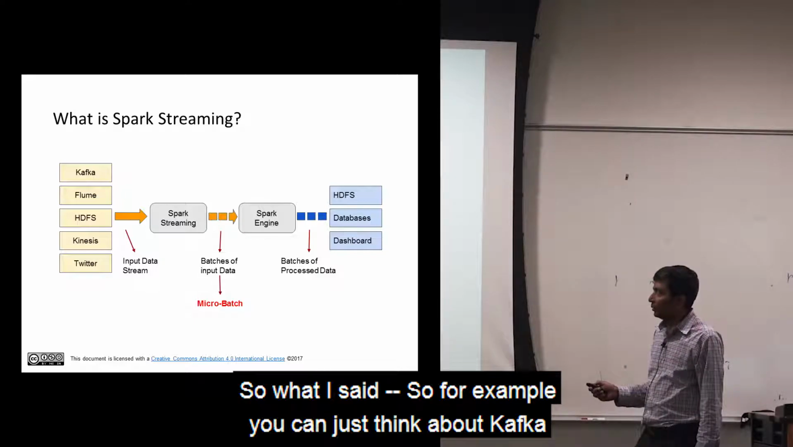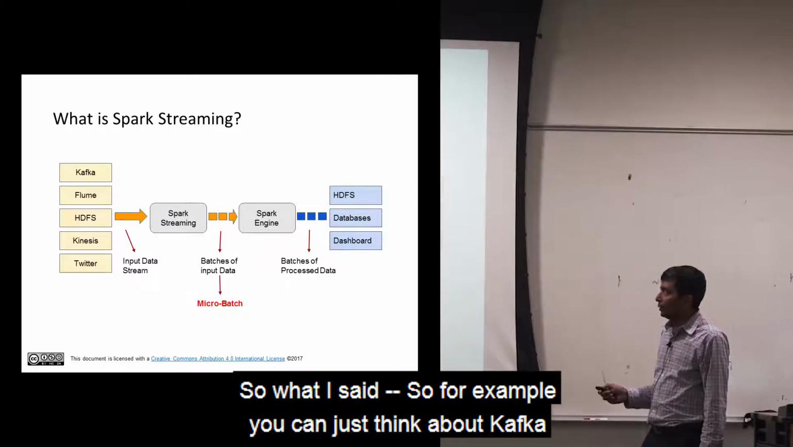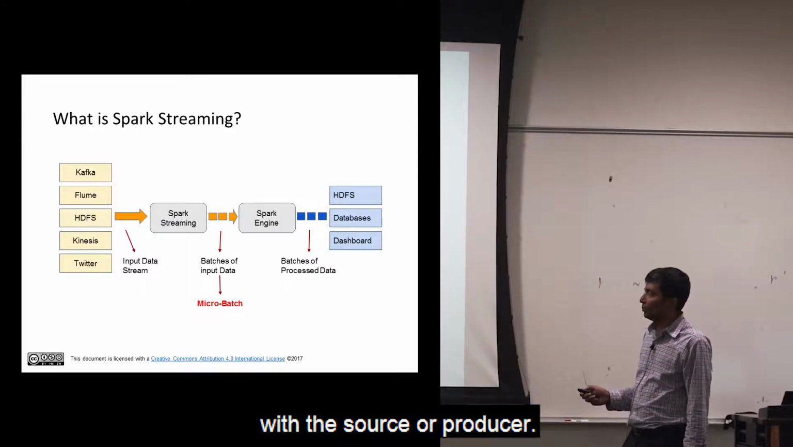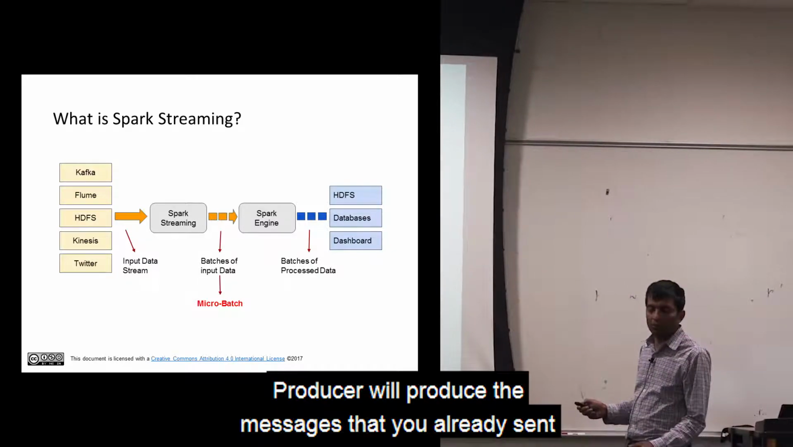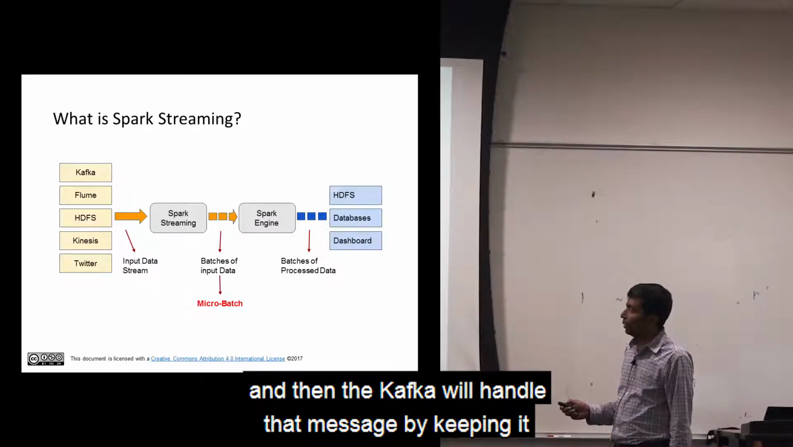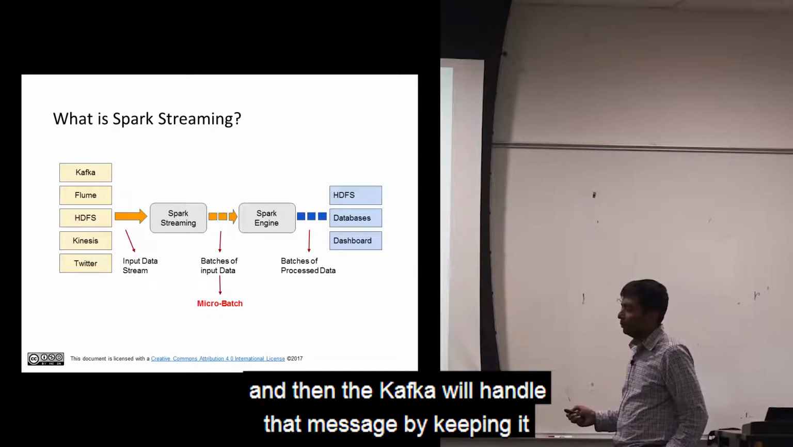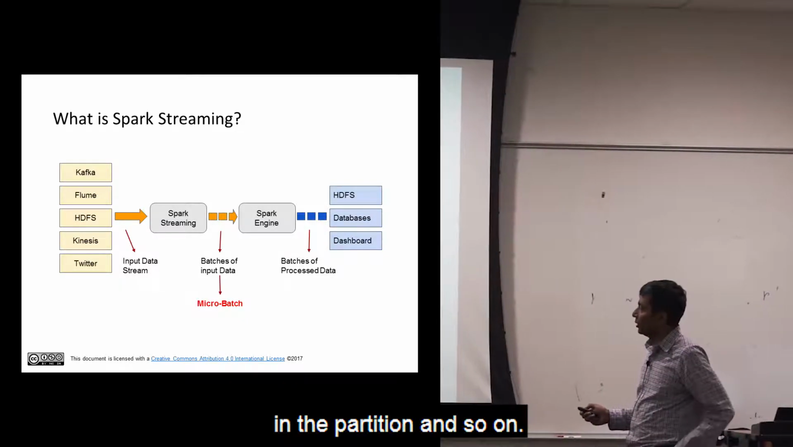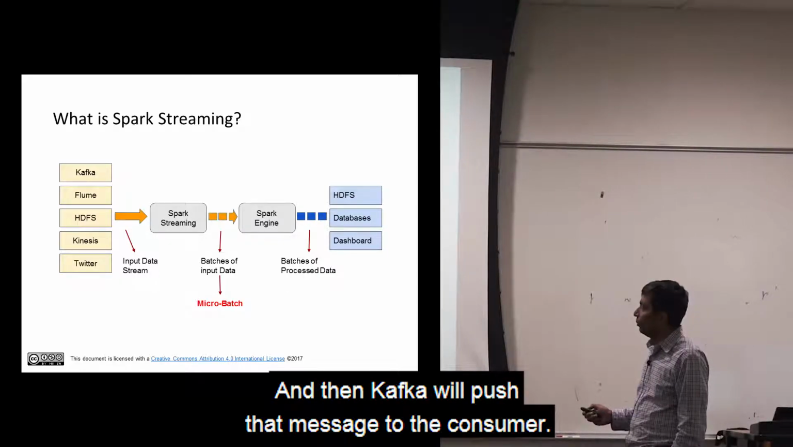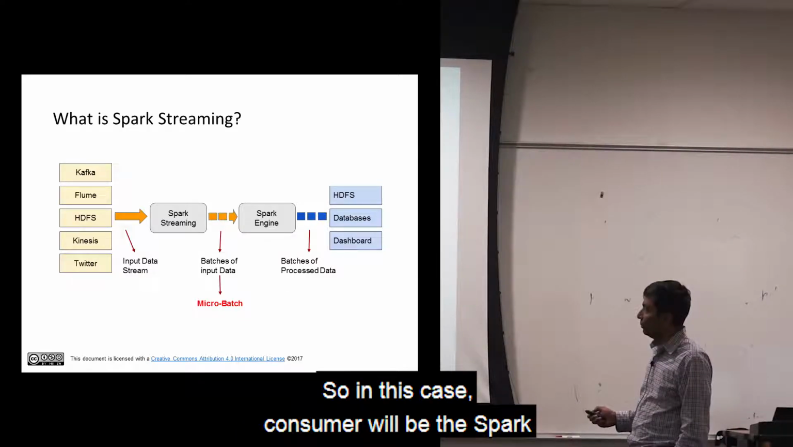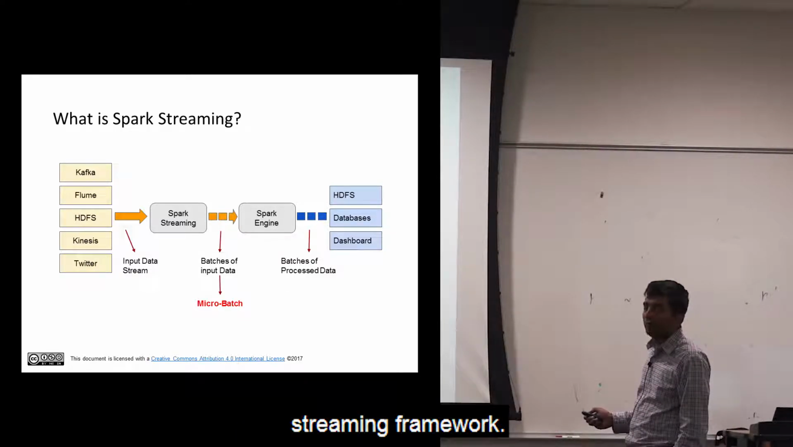For example, you can think of Kafka as a messaging system that connects with the source or producer. The producer will produce the messages, and Kafka will handle that message by keeping it in a partition and so on. Then Kafka will push that message to the consumer. Basically, the consumer will pull the message from Kafka. In this case, the consumer will be the Spark Streaming framework.